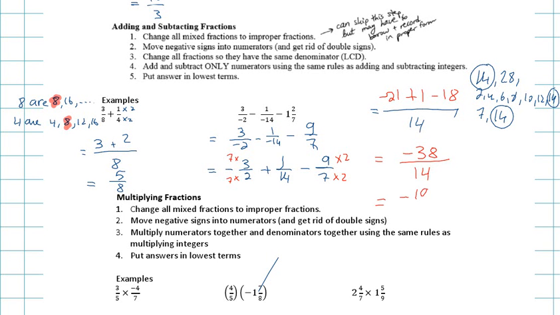Negative 19 over 7, that is the lowest term, because 7 is a prime number, right? And 19 is also a prime number. You're going to hear me say that prime number. Prime number, again, is only a number that can be divided by itself and 1.